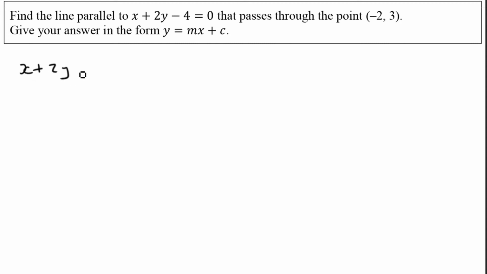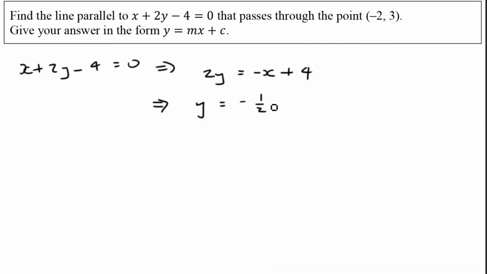x plus 2y subtract 4 is 0. Well, if we leave the 2y on that side, but subtract an x and add the 4, and then divide through by the 2, y is negative 1/2 x plus 2. So that means that the gradient of the original line is negative 1/2, and we are interested in using the same gradient because we want a line parallel to this, but it goes through this point negative 2, 3.